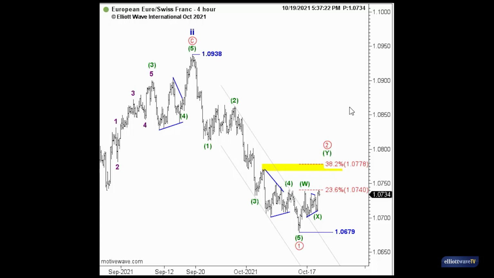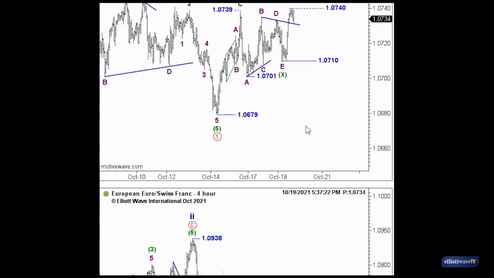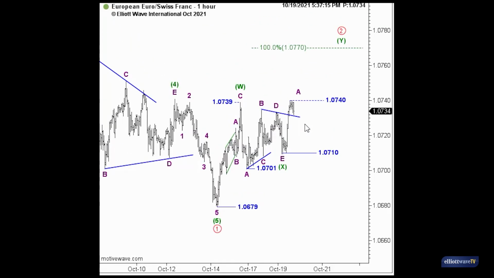If we had 5 waves up from 1.0679, that would then give Euro Swiss more potential to move higher in a larger A wave as part of a zigzag unfolding for wave 2. But the fact that we only have a 3-wave advance, so if we go up to the 60-minute chart, a zigzag advance, that is lowering the probability.